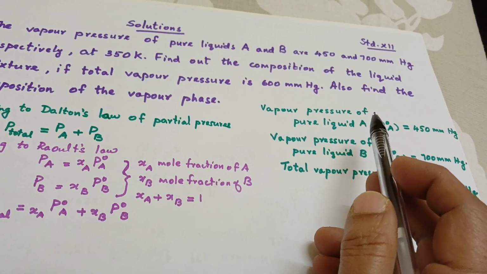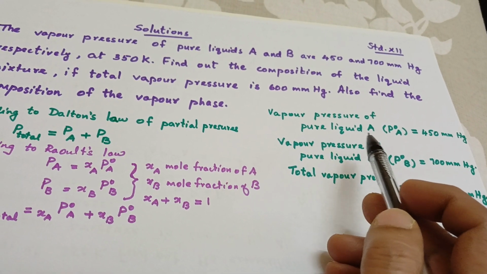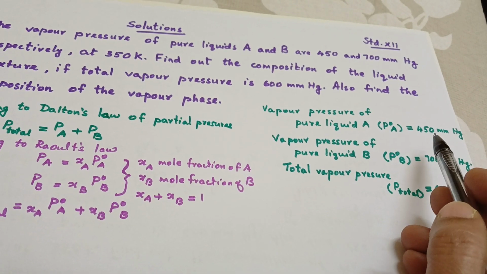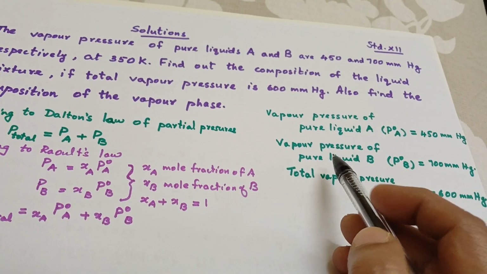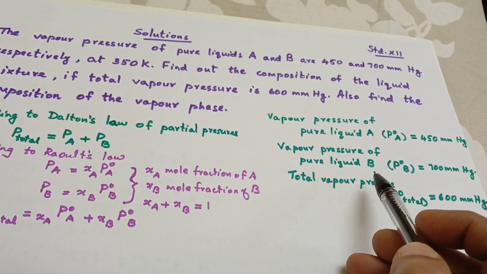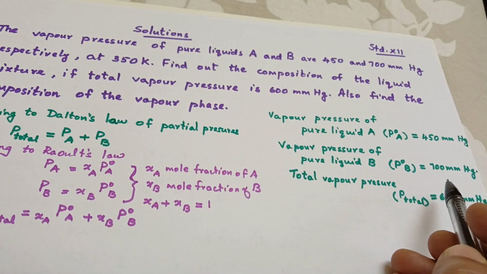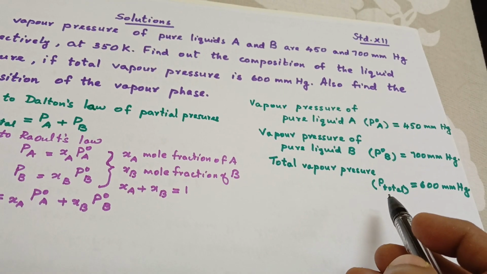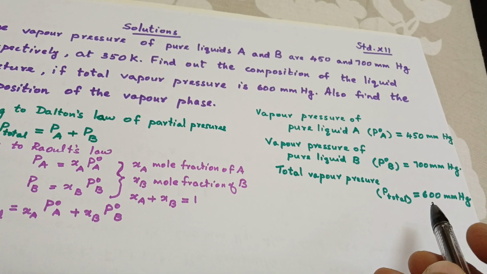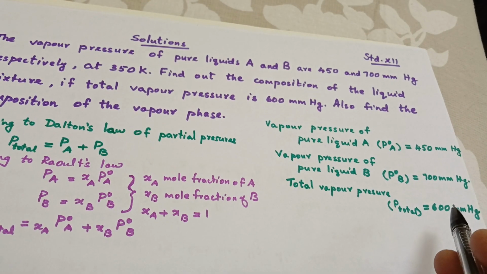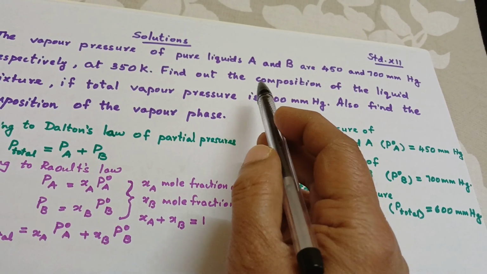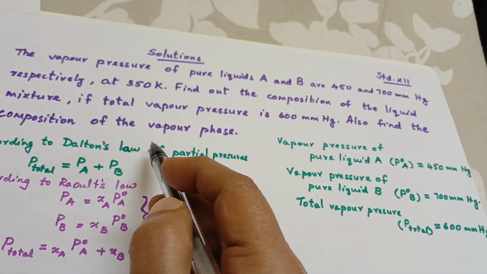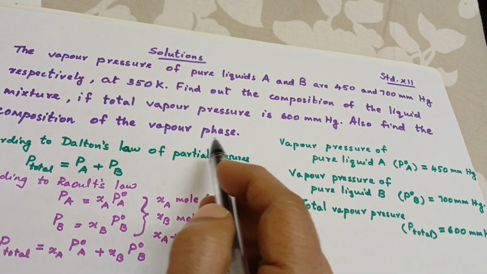We are given the vapor pressure of a pure liquid A. Let us take it as P0A, that is 400 millimeter of mercury. Vapor pressure of pure liquid B we will take as P0B, that is 700 millimeter of mercury. Total vapor pressure is also given, that is P total, equal to 600 millimeters of mercury. Now we are asked to find the composition of the liquid mixture and then the composition of the vapor phase.